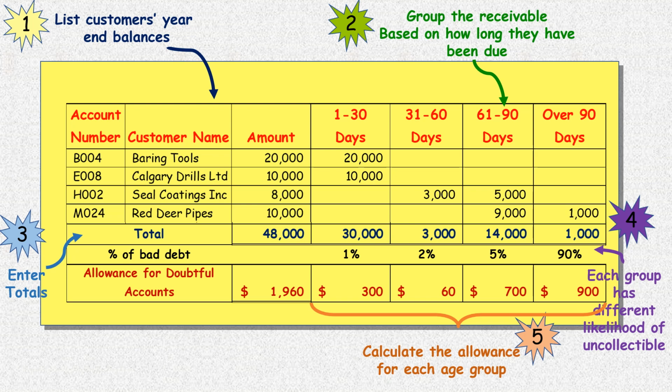So we'll take 1% of 30,000, that's 300. 2% of 3,000 receivables which are between 31 to 60 days, that will give us 60. For 61 to 90 days, we'll get $700. And for the receivables that are due over 90 days, we'll take 90% of that as non-payment. That comes to $900. So this is the allowance amount that we have, and the total of that will come to $1,960.